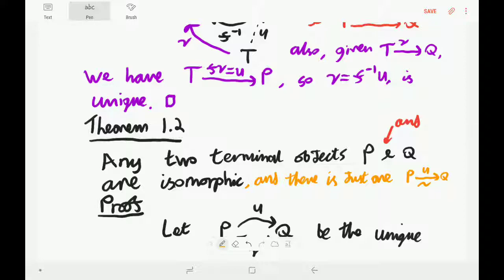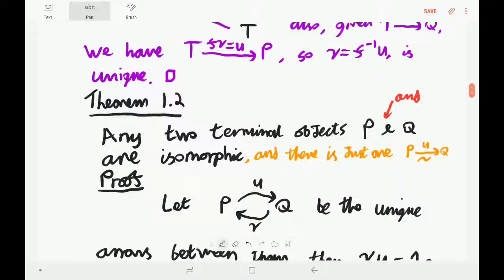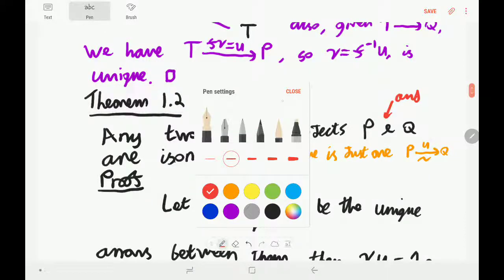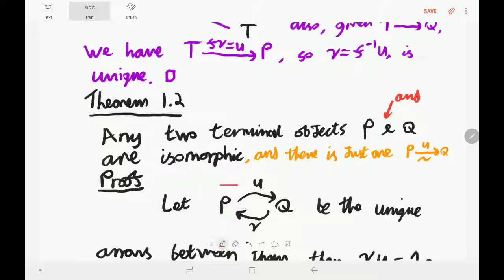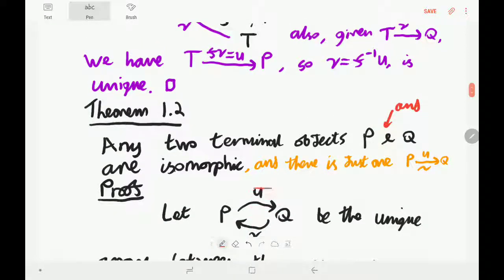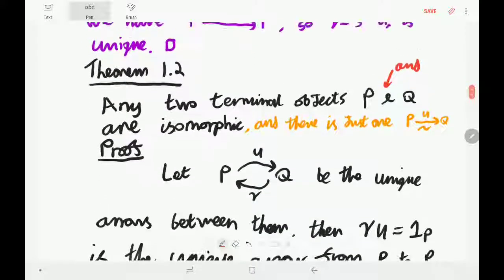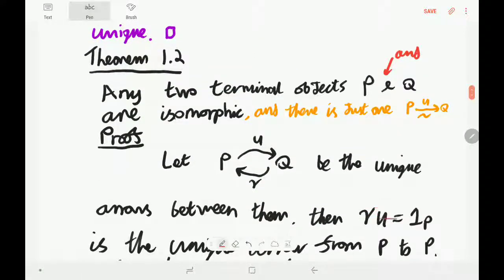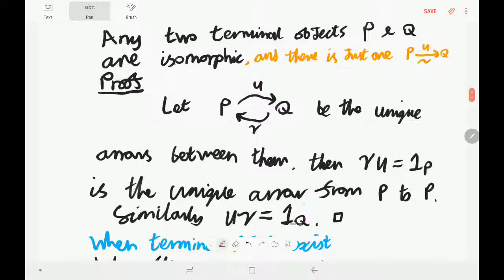You know, the isomorphism going one way and its inverse going the other way, and there's no other isomorphisms between them. So this is quite clear, because there's only one arrow from P to Q, let's call it U. There's only one arrow from Q to P, let's call it V. It turns out that these are isomorphisms and inverses to each other. So we have to have that VU is 1P, because VU is an arrow from P to P, and there's only one arrow from P to P, that's the identity arrow, so VU is 1P, and conversely UV is 1Q.